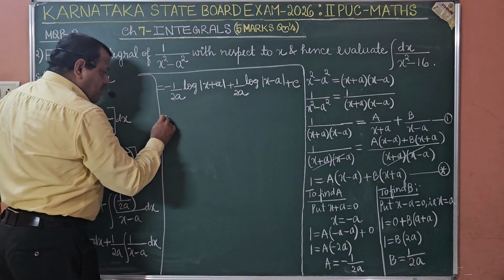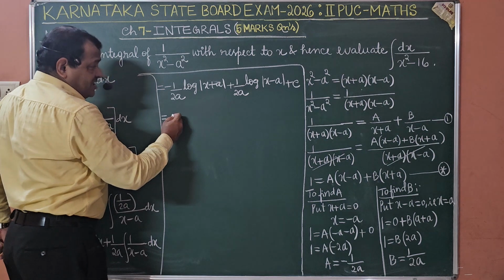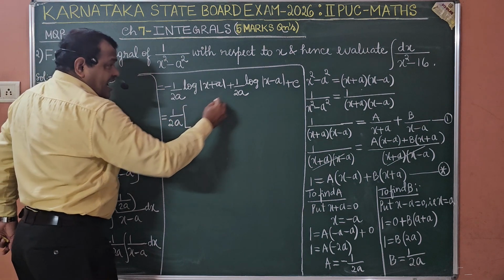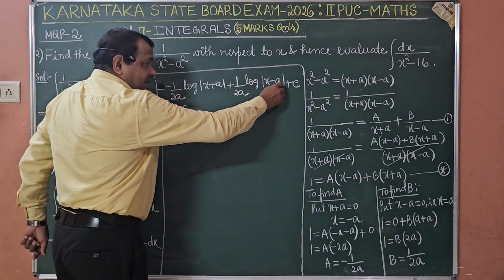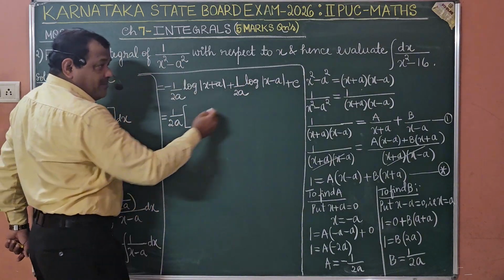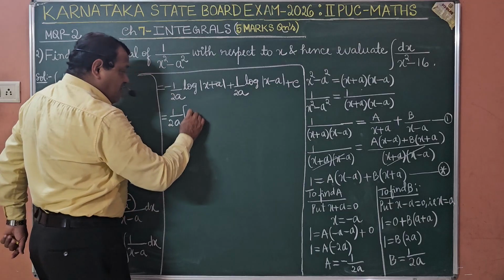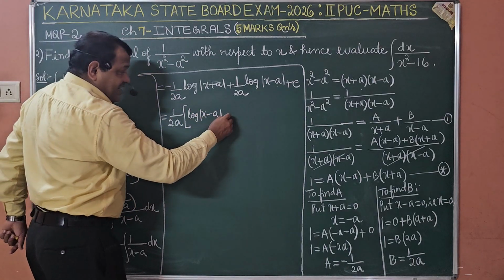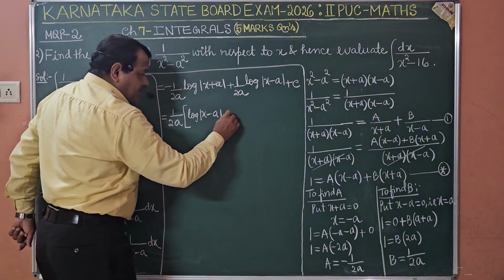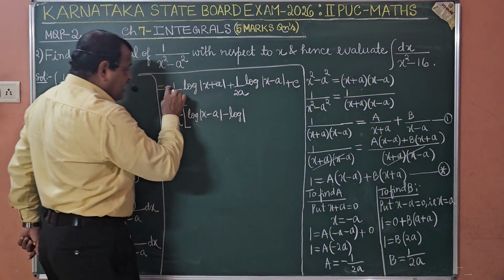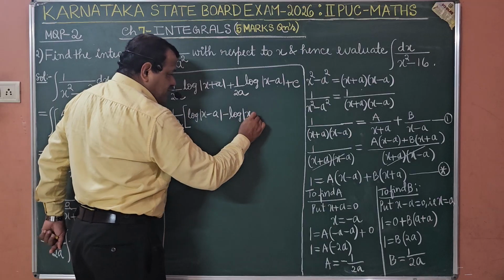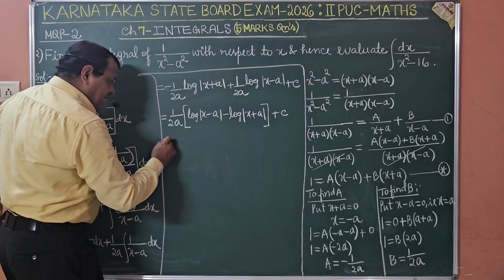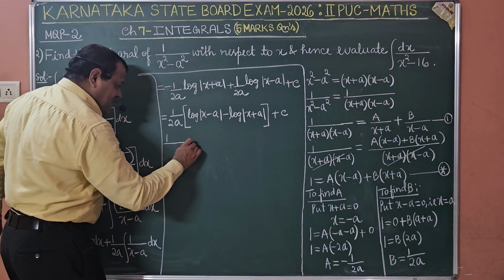I will take 1 by 2a common. Here I will write the second term first: plus 1 by 2a I have taken common, log of mod of x minus a. And the first term I will write now: 1 by 2a out, there is minus log of mod of x plus a remaining. Plus c outside. Therefore 1 by 2a as it is, and now I will write the left hand side.